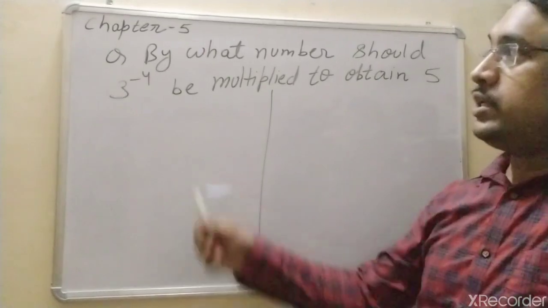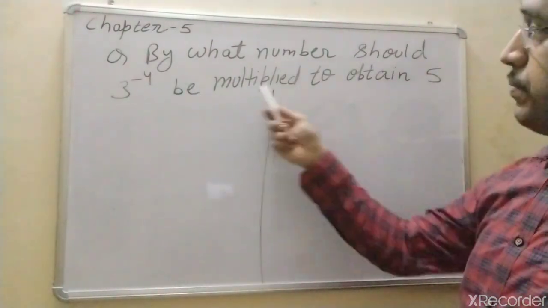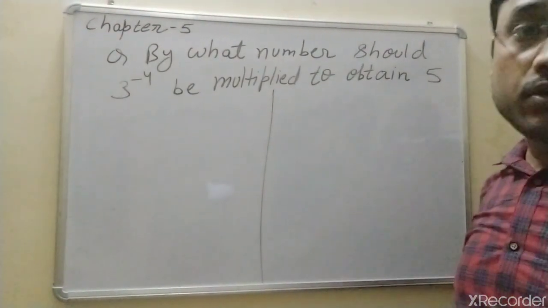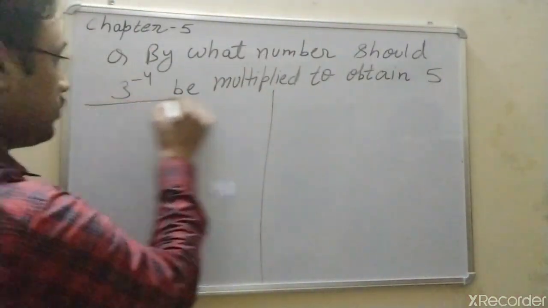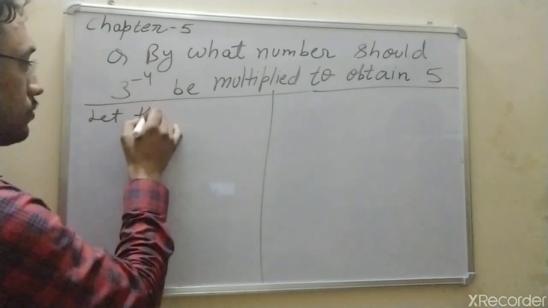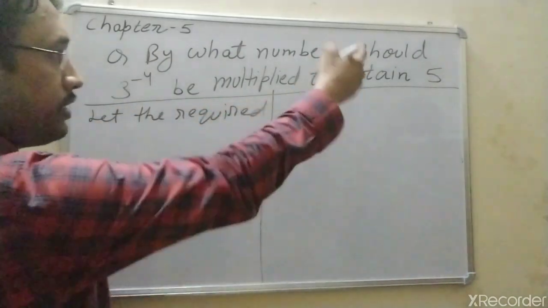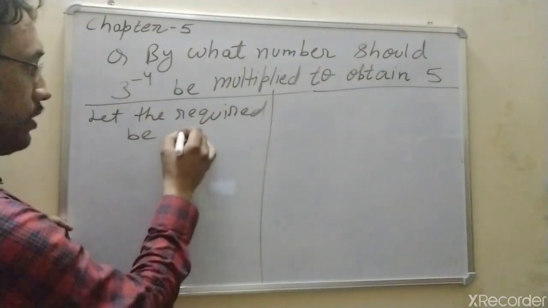Laws of exponent. By what number should 3 to the power minus 4 be multiplied to obtain 5? To obtain 5 here, what number will you use? I am solving this in two parts. First, let the required number be multiplied with this number. Let the required number be x.